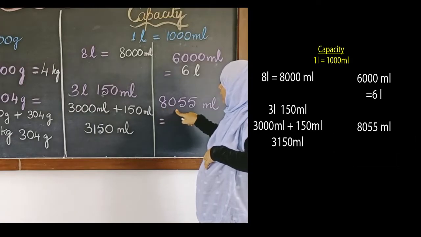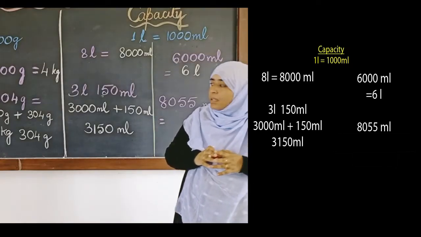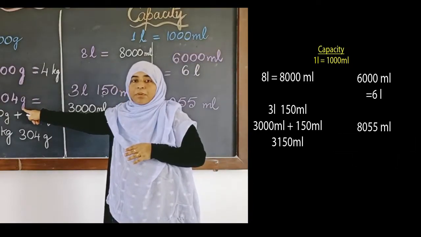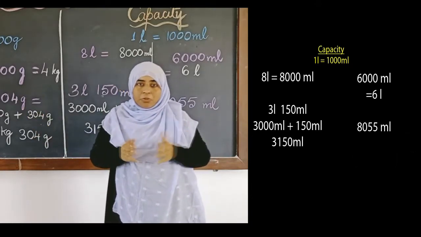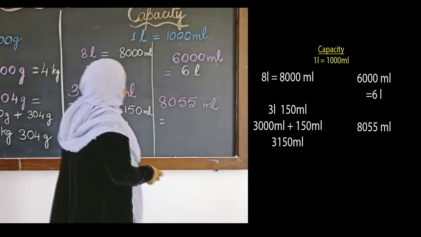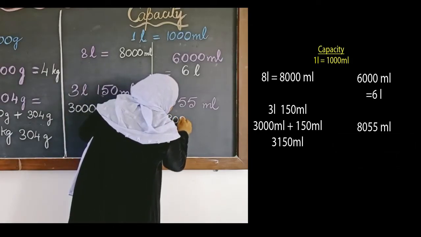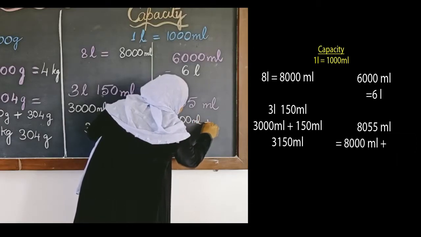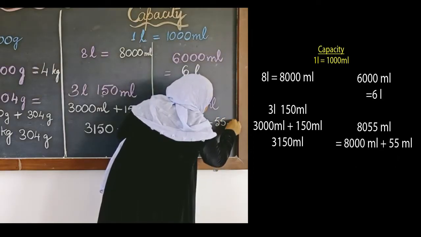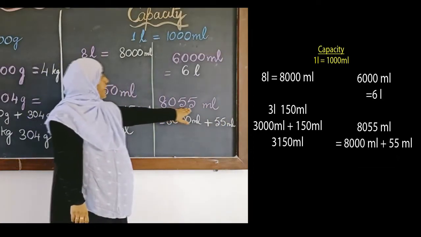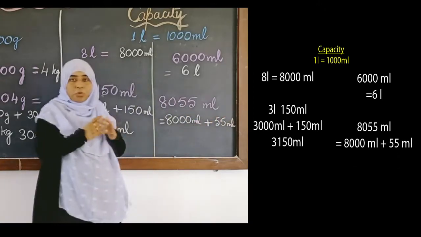Next, I have 8055 milliliters. Now this we have to convert to liters. If you remember, here also we had the same type of question in grams. So what had we done there? We divided the number into 2 parts, right? So here also we will divide this 8055 into 2 parts. We will write it as 8000 milliliters plus 55 milliliters. So 8055 I have divided as 8000 milliliters plus 55, 2 parts I have made.